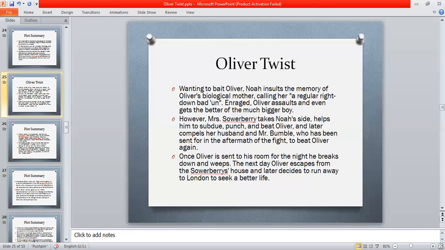Once Oliver is sent to his room for the night, he breaks down. He collapses and weeps. The next day, Oliver escapes from the Sowerberrys' house and later decides to run away to London to seek a better life.